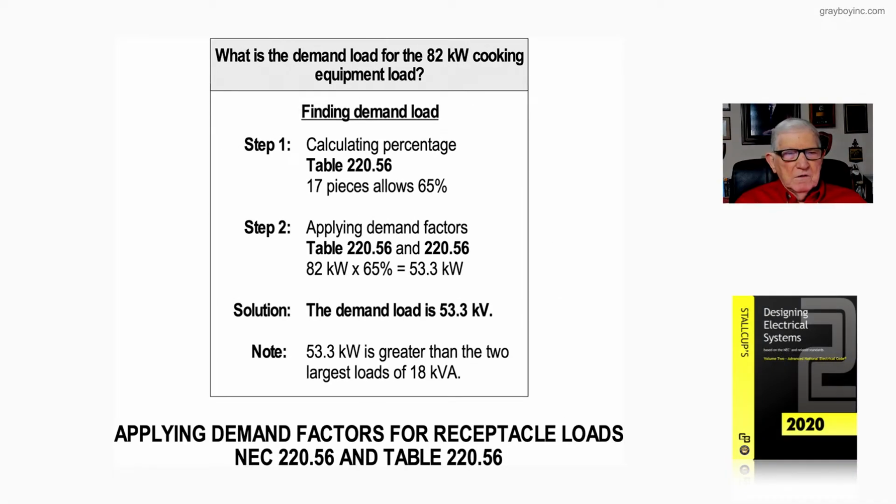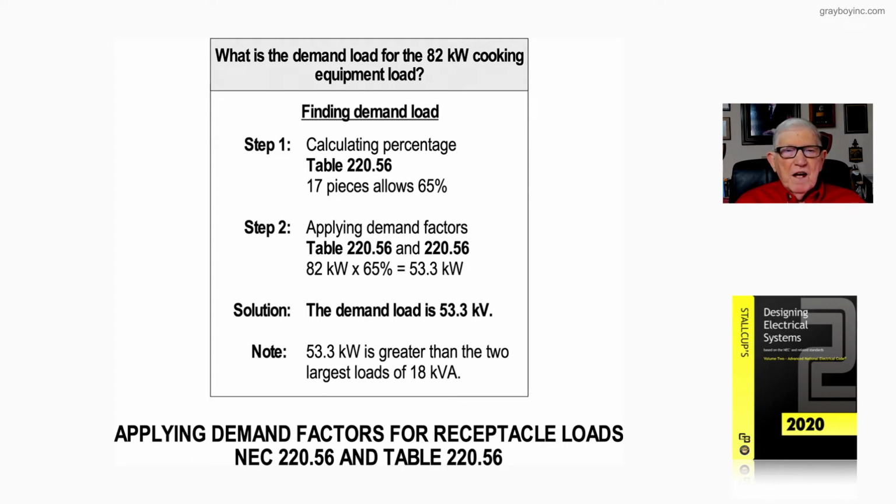Now let's look at figure 15-4B, and we're going to calculate the load. Looking at the information in the illustration, we had an 82 kW load based upon, I think, 16 pieces of cooking equipment. So step one, we utilized table 220.56 for such loads, and I was wrong. We have 17 pieces, not 16.